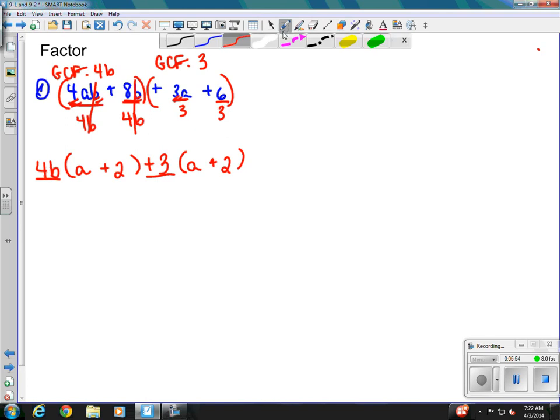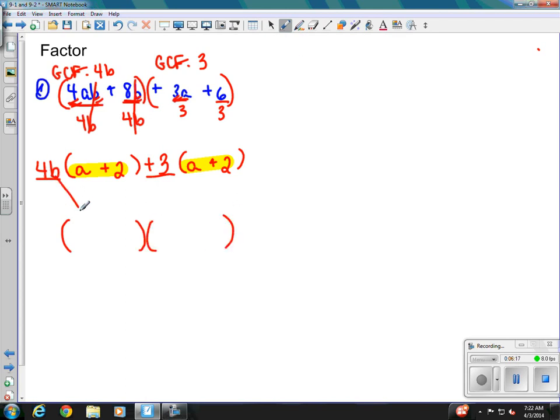Now, step 3 said if we did it correctly, our parentheses should be the same. 4a plus 2 and 4a plus 2. Oh, sorry, just a plus 2 and a plus 2. Since they are the same, that means I can go ahead and write my answer. So we get 2 parentheses for binomials. Our first GCF goes in our first parenthesis, so 4b. And our second GCF goes in our second parenthesis, so plus 3. Then our other parenthesis, the one that's the same, so a plus 2. And that's our answer.